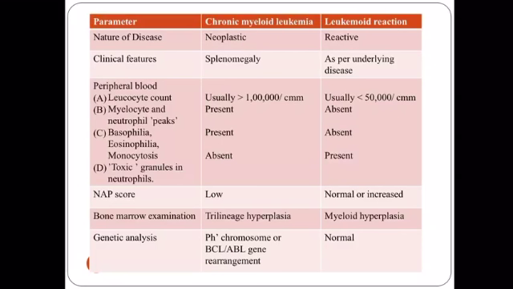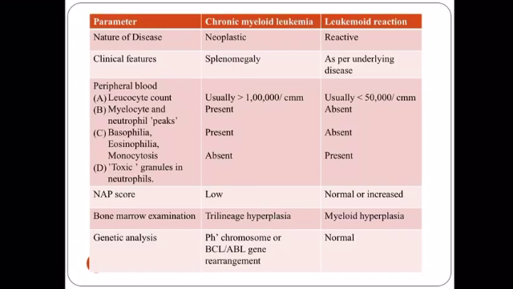On peripheral blood smear, the total WBC count is usually more than 1 lakh per cubic mm in CML, while it is usually less than 15,000 in a leukemoid reaction. Other findings are a myelocyte neutrophilic peak, basophilia, eosinophilia, monocytosis. These are all present in chronic myeloid leukemia while absent in leukemoid reaction, and toxic granules in the neutrophils are absent in CML while present in leukemoid reaction.